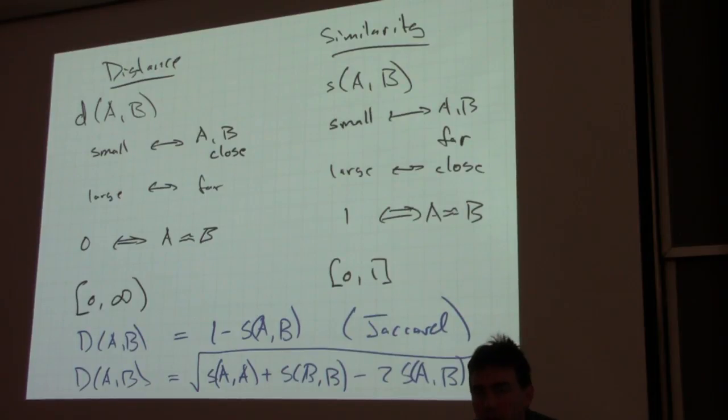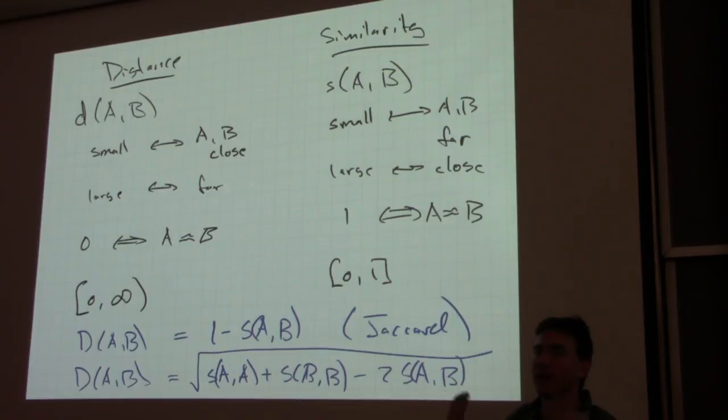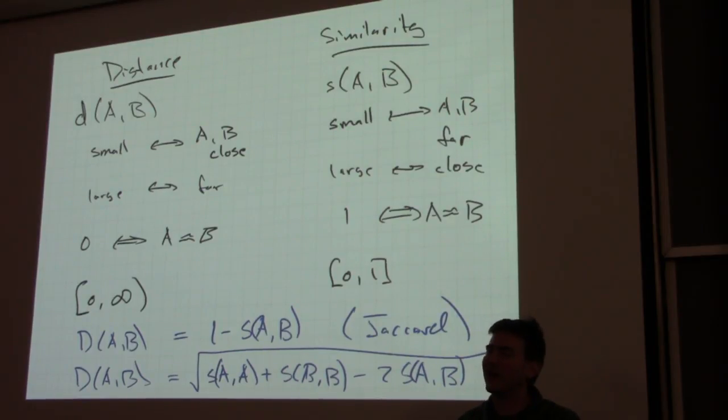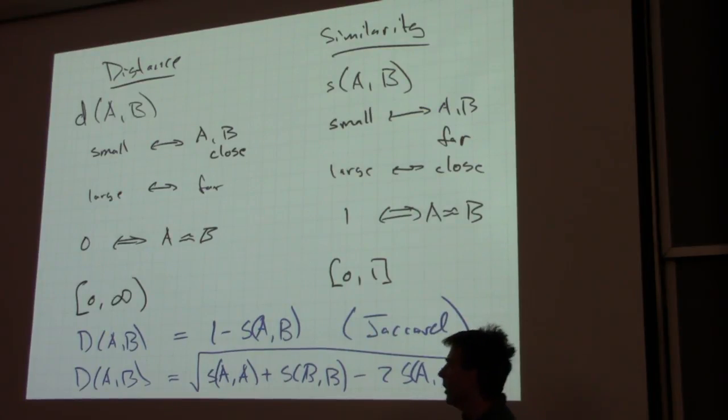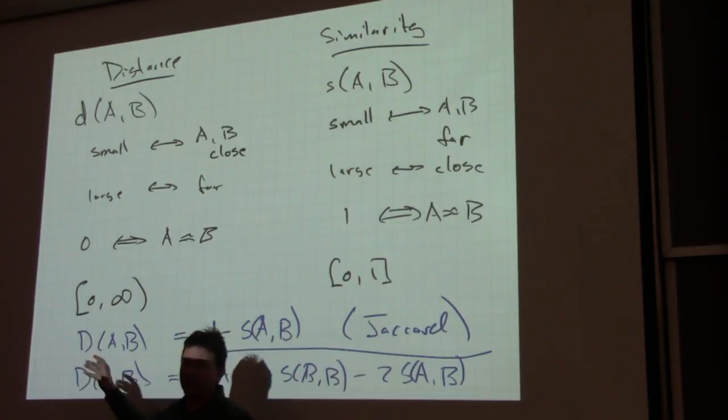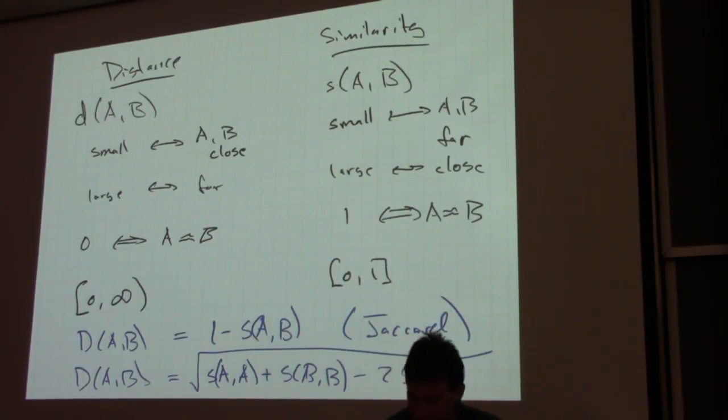Is D lowercase for Euclidean distance and D uppercase for distances in general? Yes, I'm talking in general about distances. We'll see lots of examples of different distances. This could be lowercase. I'm sorry. Let me make this lowercase here.